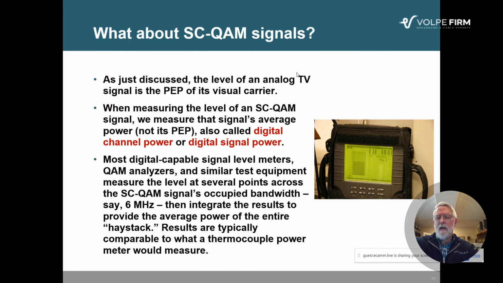Now, most modern signal level meters, those that have been made in the last 15 plus years, QAM analyzers, some spectrum analyzers, and other test equipment, in order to state the average power of that QAM haystack, actually perform a signal level measurement at several points across the bandwidth of that haystack. And let's say it's 6 megahertz wide. So depending on the instrument, it'll measure a slice of that channel signal level in several places across the haystack. It integrates the results, and then that gives you the average power of the entire haystack.